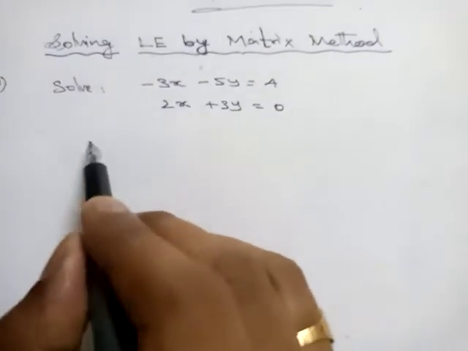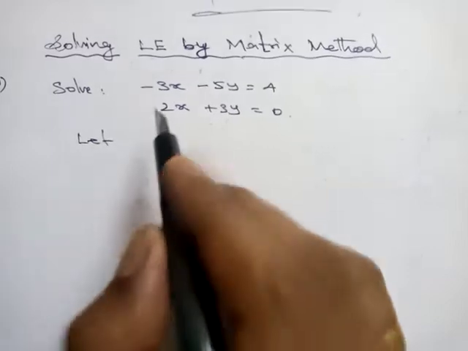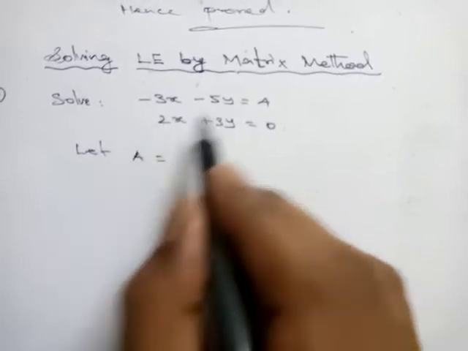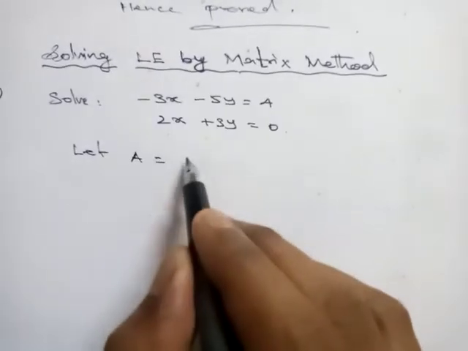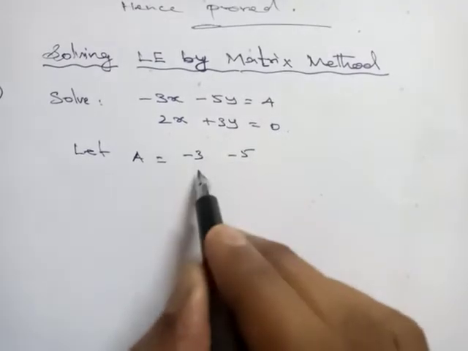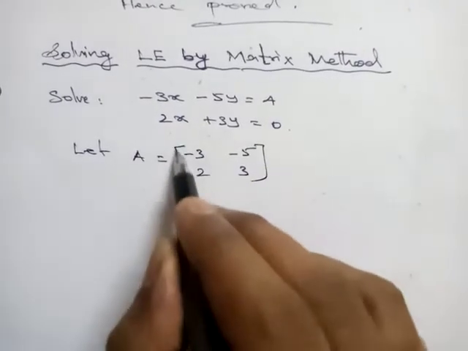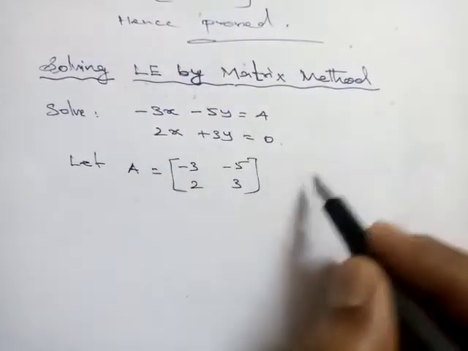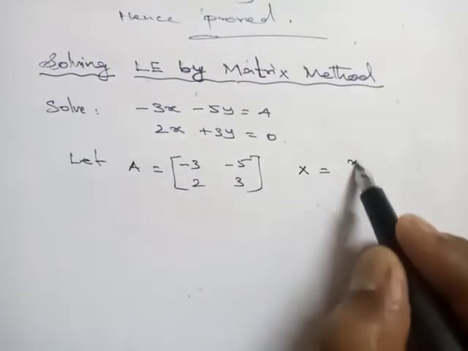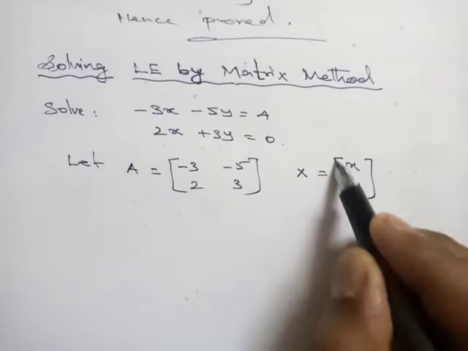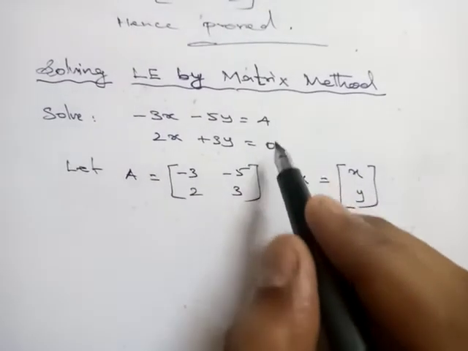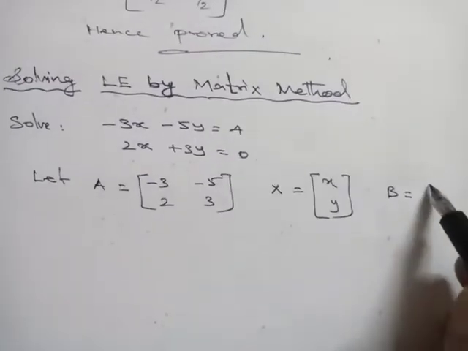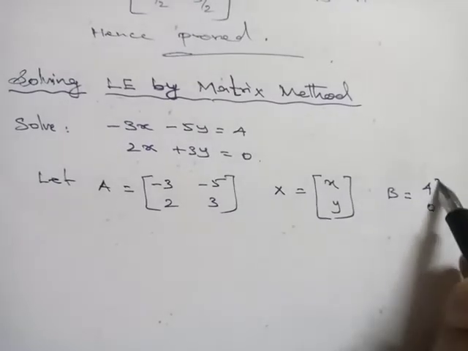See, I am taking A as the coefficient of x and the coefficient of y. So two variables are there, that's why we will get a 2 by 2 matrix: minus 3, minus 5, 2 and 3. Like this I am taking the A matrix. Next, what are the variables? x and y. That I am taking as capital X. Capital X is equal to x and y. And the right hand side values, that is the constants 4 and 0, I am taking as B. B is equal to 4 and 0.